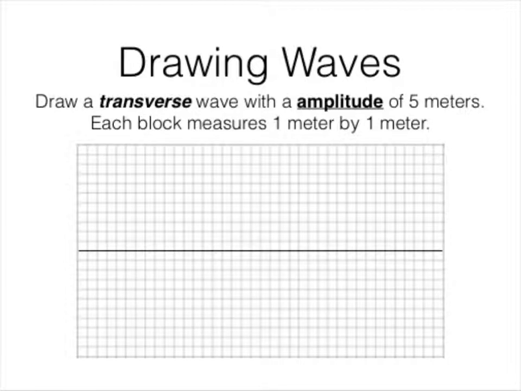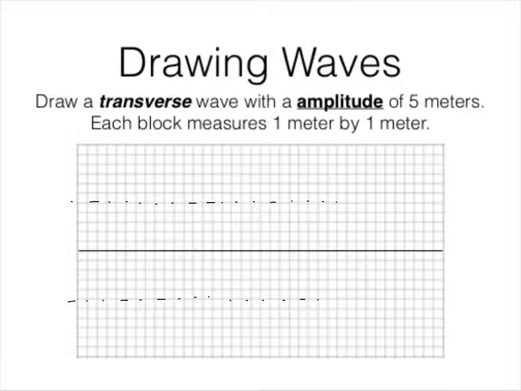In this next example, you're being asked to draw a transverse wave with an amplitude of 5 meters. So in this one, it doesn't matter what our wavelength is, but our amplitude has to be 5 meters. And just like before, each block still measures 1 meter by 1 meter. And so, just like we did before, we're going to put ourselves some guidelines in. We have our point of rest. We need to know that our amplitude needs to have a value of 5. And so I put in my guidelines 5 blocks above and 5 blocks below that point of rest.